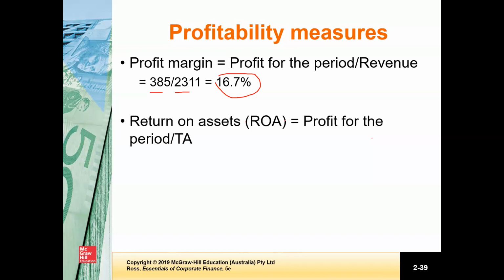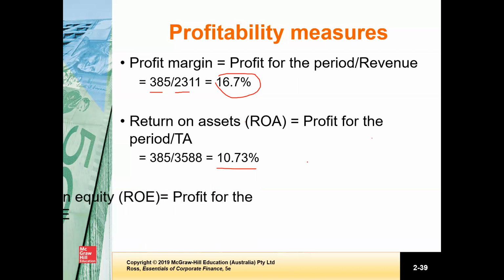And return on asset is profit for the period divided by total asset. And you can see the ratio is, for example, this. So total return on asset is 10.73%. Which means that by investing in your total asset, you are generating a return of 10.73%. And obviously, the higher this ratio, the better because you are efficiently utilizing your assets and generating higher profit.